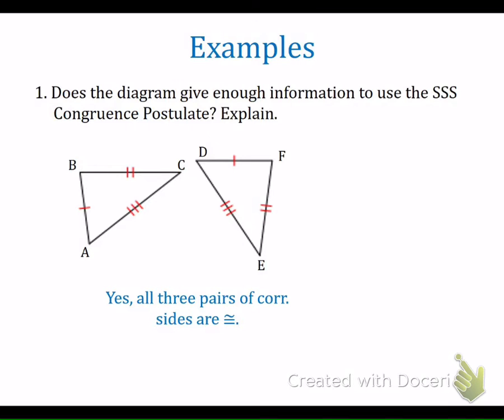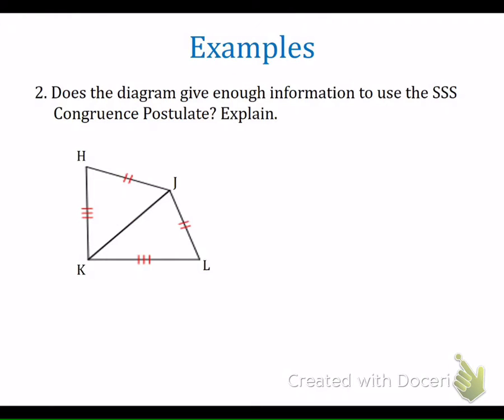I know I say make sure they have a match. That's not official enough to put in writing. So don't use the word match. That's just like normal people talk. We want to sound a little fancy, okay? So say that yes, they all have a corresponding side that's congruent. Or yes, all 3 pairs of corresponding sides are congruent.